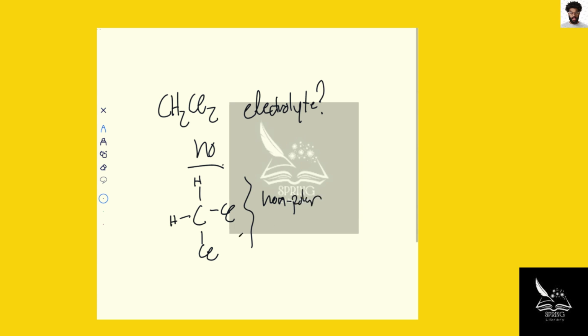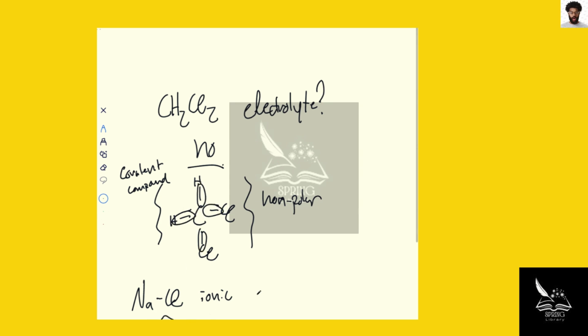Nonpolar, in contrast to something like sodium chloride, which is ionic. The methylene chloride, or dichloromethane, whatever you want to call it, is a nonpolar solvent. It's a covalent compound. What that means is that these are all covalent bonds. They're shared electrons, as opposed to sodium chloride, which is like Na+ and Cl-.